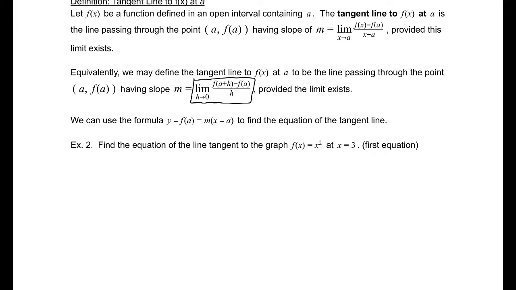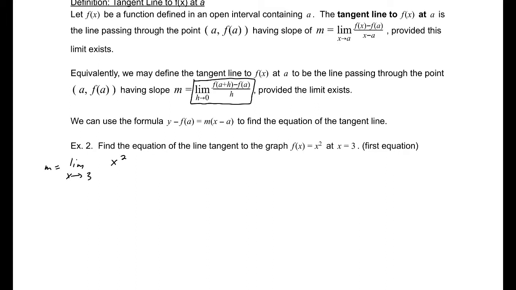We're going to use the first equation on this one. Find the equation of the line tangent to the graph f of x equals x squared at x equals 3. Okay, so let's go ahead and use that first one. So first, let's find our slope. The limit as x approaches a, in this case as x approaches 3, of f of x. Well, f of x is x squared. And we have f of a, that is going to be 9 because this is the point (3, 9), divided by x minus a, so x minus 3.